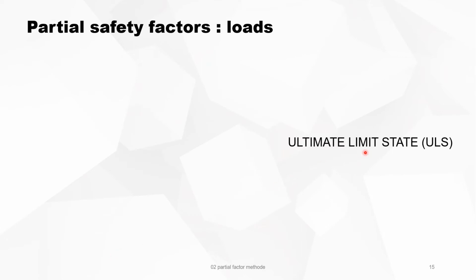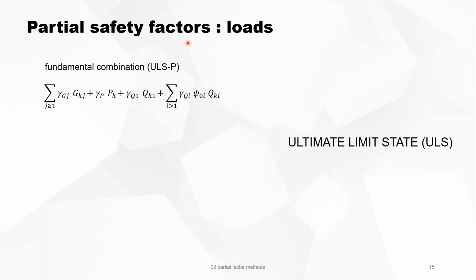Now look at the ultimate limit state and the fundamental combination. The plus means to combine with. This is the permanent loads times their combination factors. It's all the permanent loads. You add them up and you combine them with the pre-stress. This is PK, the pre-stress. And then you take one mobile load, the main mobile load, multiply it by its coefficient, and combine it with all the other loads with the combination value.